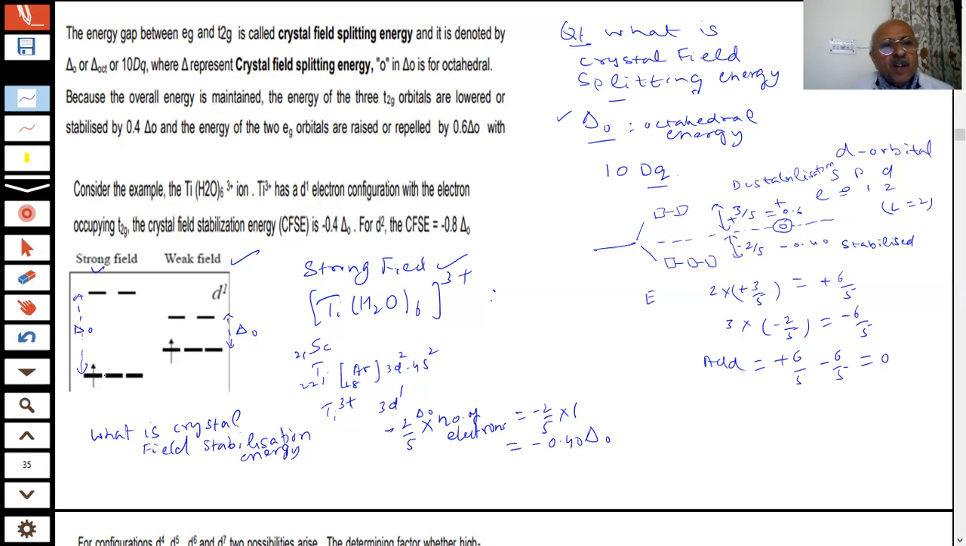Therefore, this compound will be paramagnetic. It has one unpaired electron. And how will I write, student?